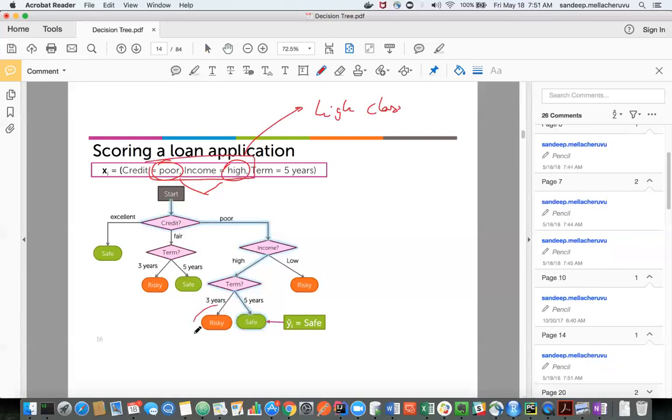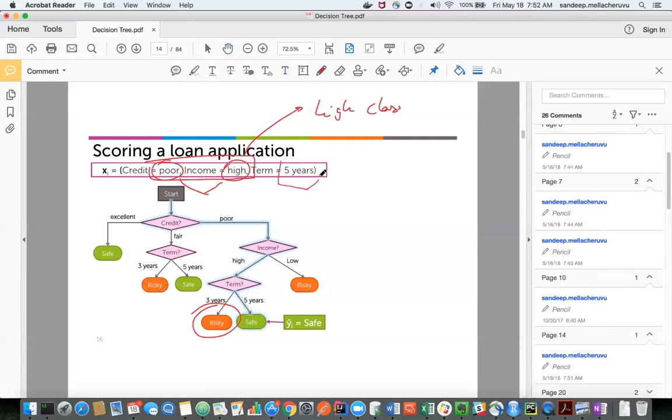Yeah, that's the same here also. So you need a credit history. Even if the income is high, the moment credit history is low, it is very, very risky. So that's what this tree is also saying, except that it is saying a little different.